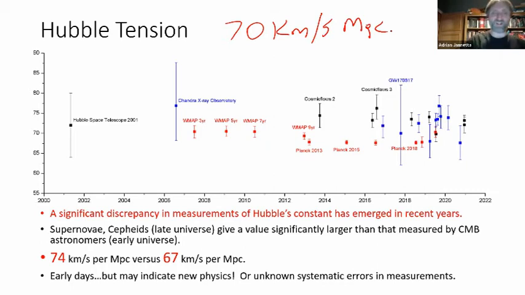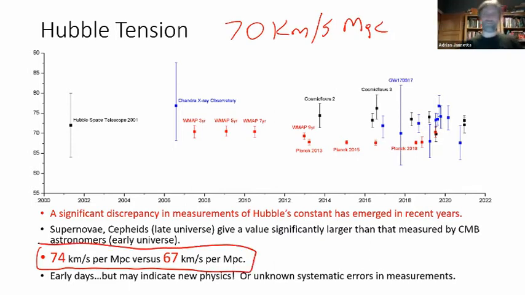And it's now actually a significant difference between the two values. So we can't, at the moment, explain this away as being kind of systematic error, or it might be new physics at play. It might be we don't understand the early universe as well as we thought. So something's going to give, okay, at some point, but this tension exists amongst cosmologists today.